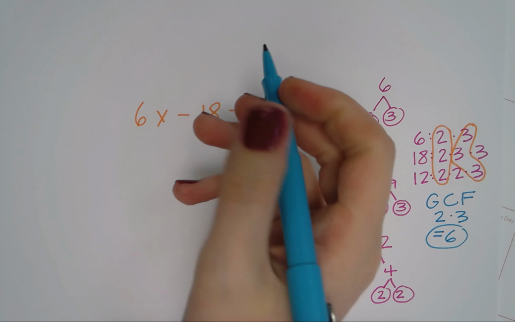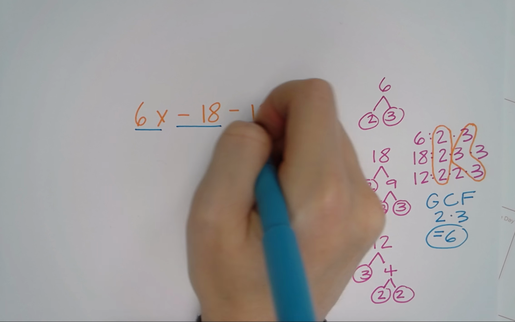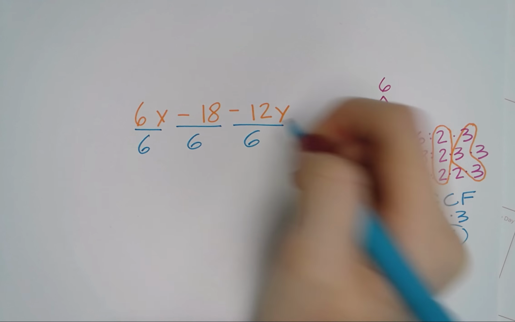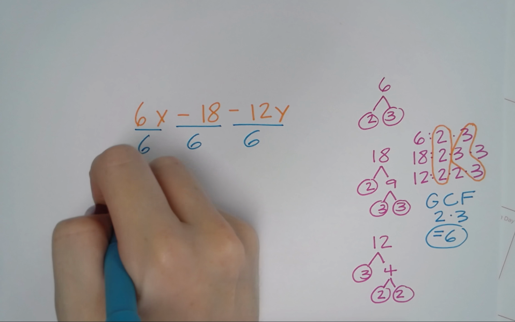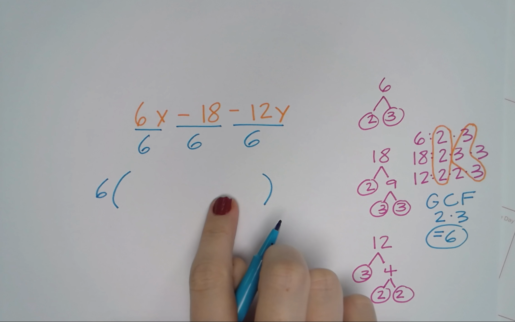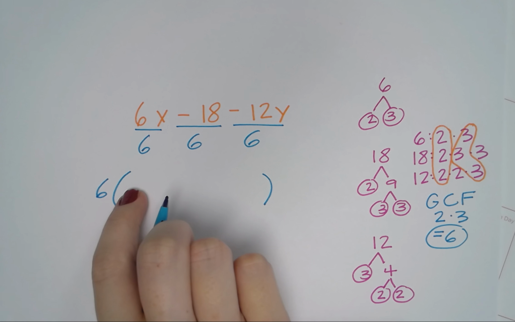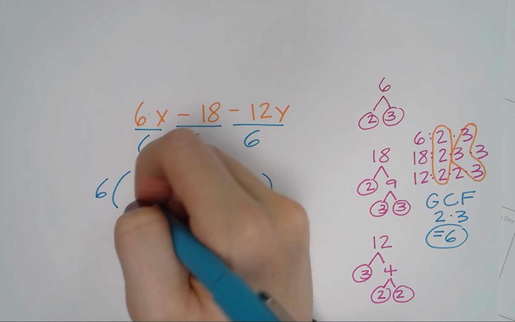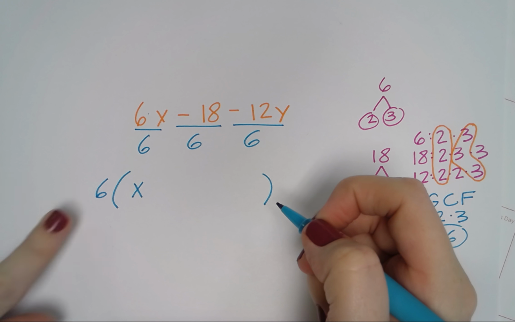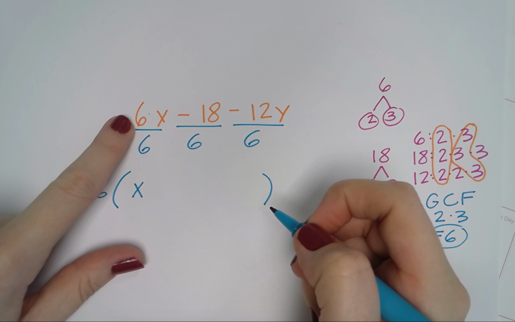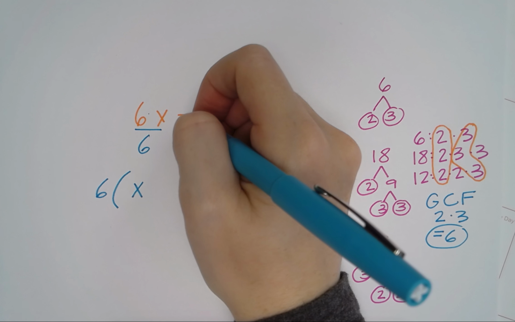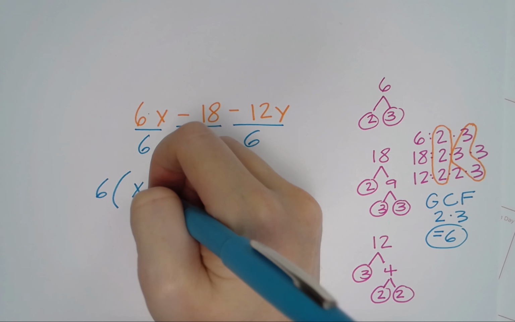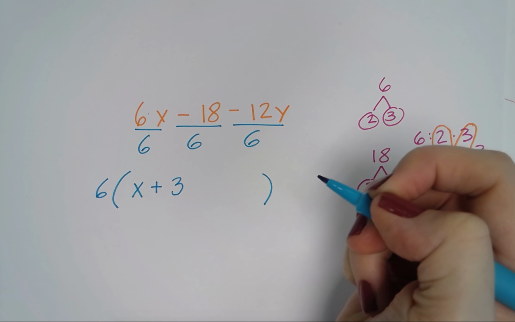So, just like I did before, I'm going to divide all of these by 6. I set myself up by putting 6 on the outside of the parentheses, and now I'm going to divide and write the simplified version. 6 divided by 6 is just 1, so I'm left with x. 6 times x is 6x, so I'm good. Negative 18 divided by 6 is 3, and that's a positive 3.